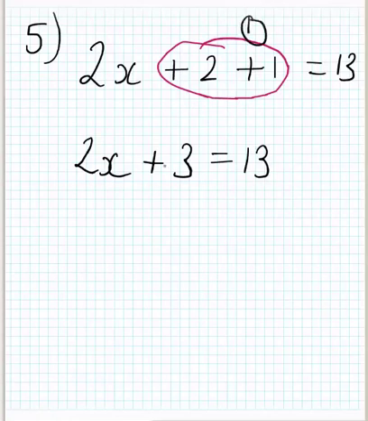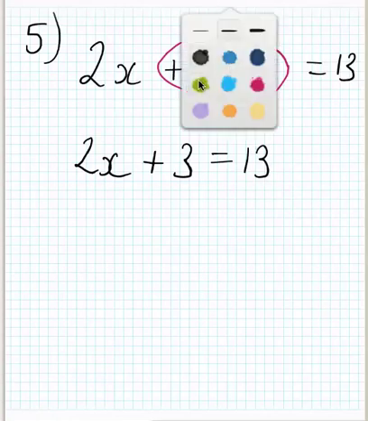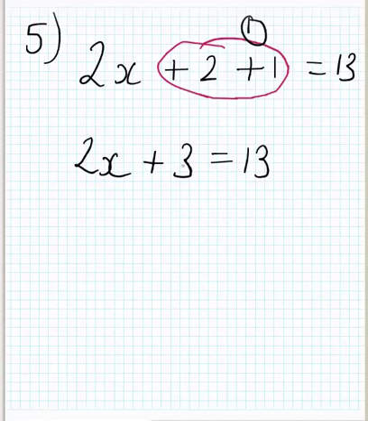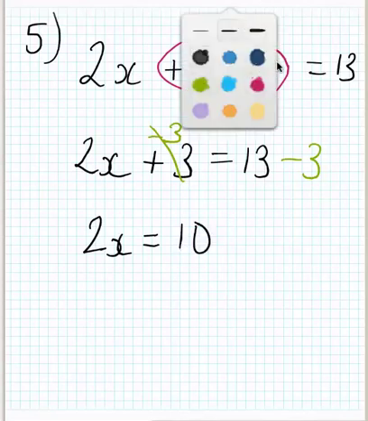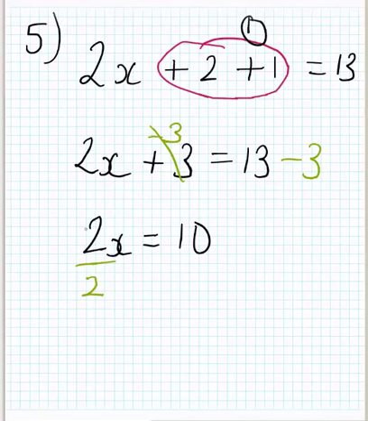And then we simply solve this as you normally would. What goes next? We know this plus 3 goes next. It's the furthest away now. That cancels out. The opposite is to minus 3 and minus 3 on that side. So we would have 2x equals 13 minus 3 is 10. And of course, we then divide by 2. That cancels out. And then divide by 2. And finally, we would have x equals 10 divided by 2 is 5.